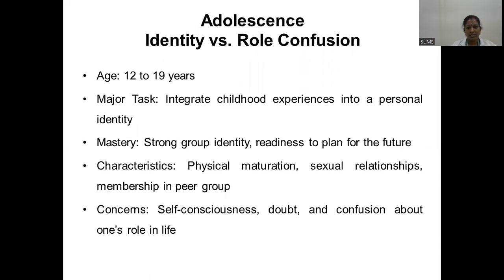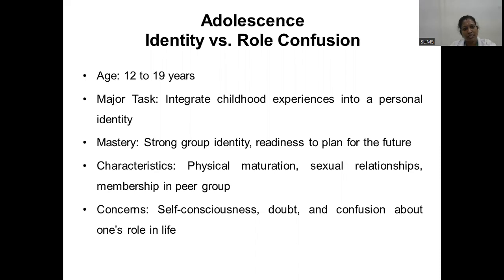Next is adolescence. In this adolescence, identity versus role confusion. Identity versus role confusion. In this one, age is 12 to 19 years. The major task is to integrate childhood experience into personal identity. And then mastering strong group identity. Readiness to plan for the future. Characteristics in this one: physical maturation, sexual relationships, memberships in peer groups. Concerns: self-consciousness, doubt, as well as confusion about one's role in life.